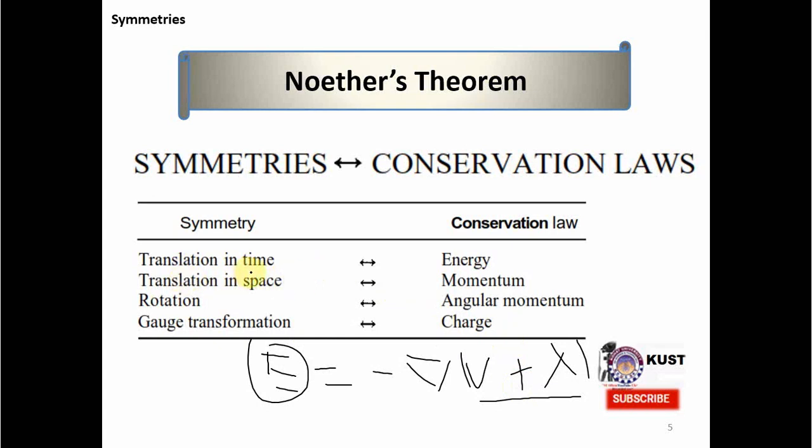For example, translation in time was energy, translation in space was momentum, rotation was angular momentum, and the gauge transformation, as I have explained here, gives rise to the conservation of charge. Okay, so that was a very important theorem about the symmetries, which connects symmetry operation to the conservation law.